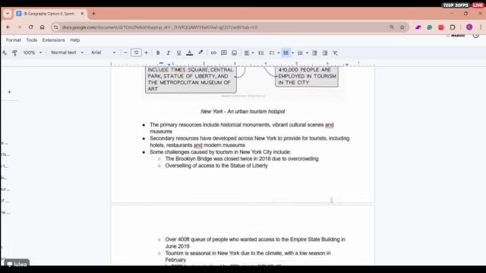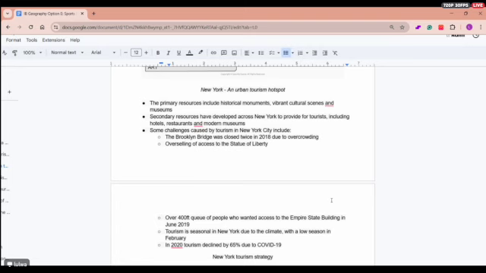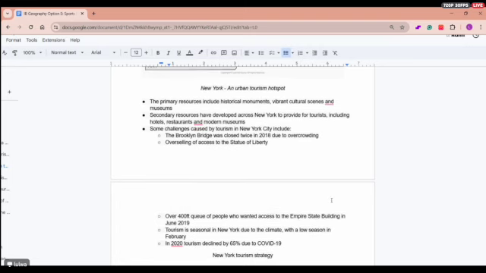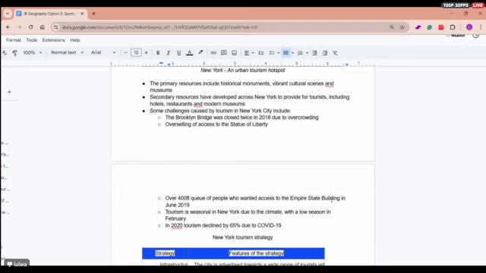And of course, the primary resources include historical monuments, vibrant cultural scenes and museums, and secondary resources have developed across New York to provide for tourists, including hotels, restaurants, and modern museums. However, there were some challenges.